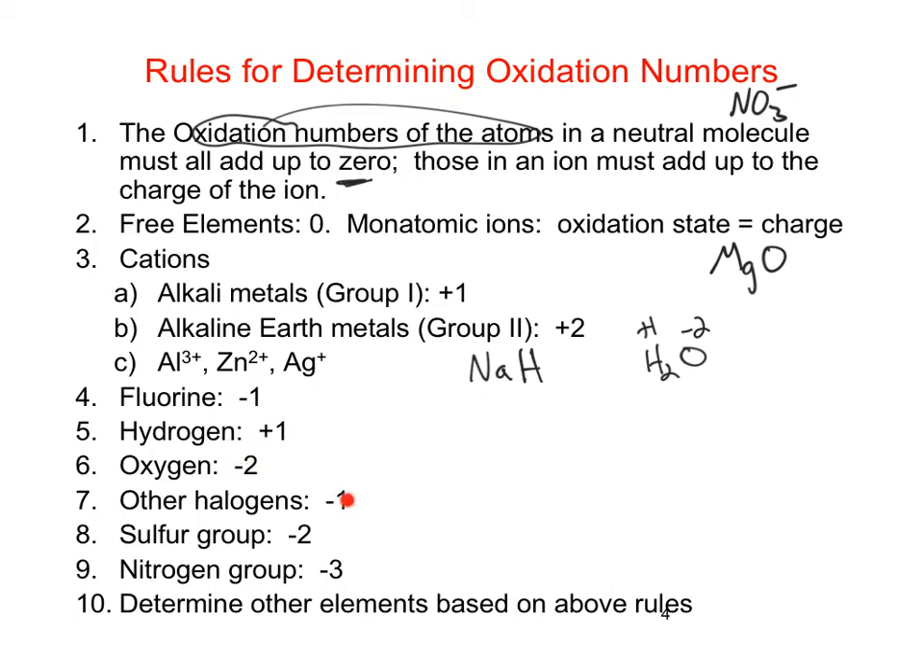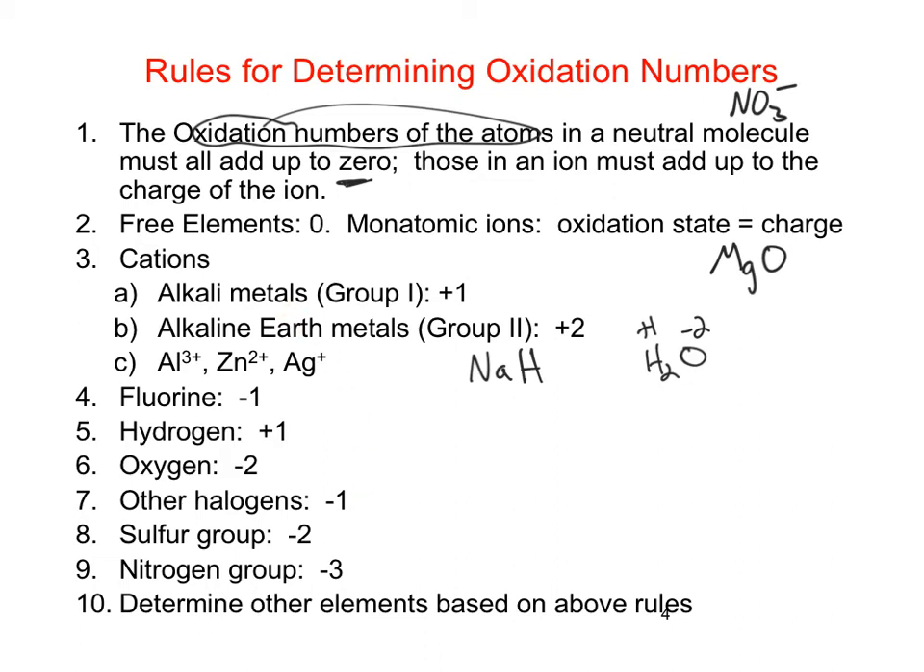The halogens other than fluorine like to be -1 unless something up here has higher precedence. Sulfur is in the same column as oxygen, so we know that it would like to be -2. Nitrogen likes to be -3. And then the other elements, we don't necessarily know what their charges would be, but we'd be able to predict them based on their combination with these other elements that have higher priority.